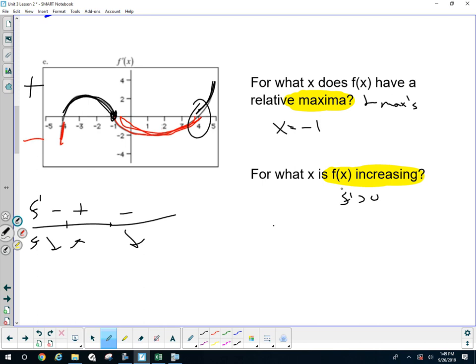When is it increasing? When F prime is positive, we are positive. Between -4 and -1, we are positive after 4. We can write that in multiple ways, either using set notation or interval notation.